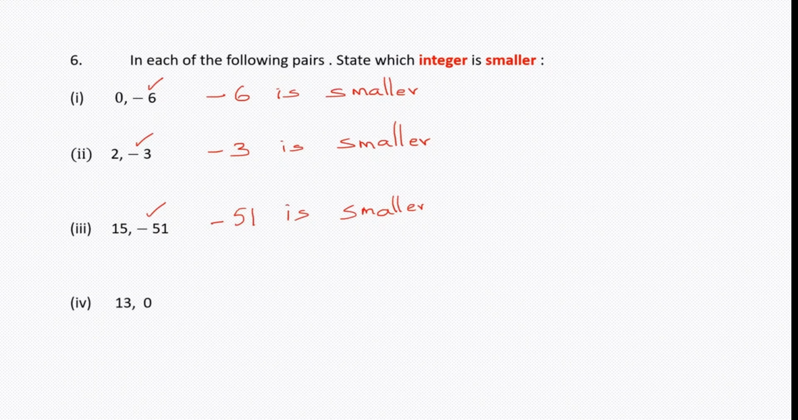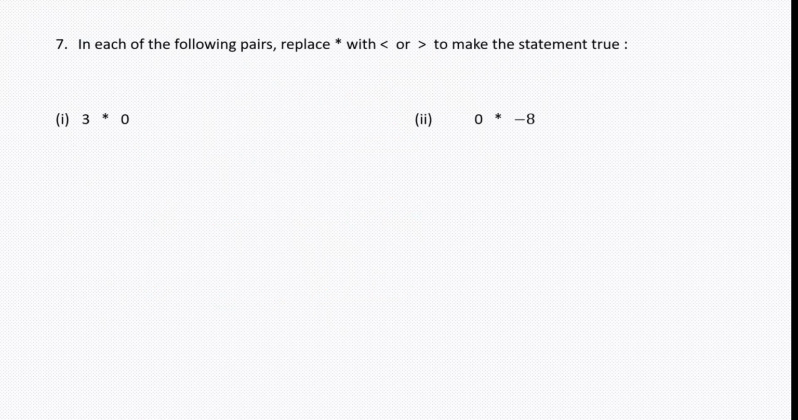Next one. 13 and 0. Okay, 0 is smaller than 13, isn't it? So 0 is smaller. Question 7. In each of the following pairs, replace that asterisk with lesser or greater to make the statement true. So here we are going to make these statements true by replacing this with a greater or smaller sign.